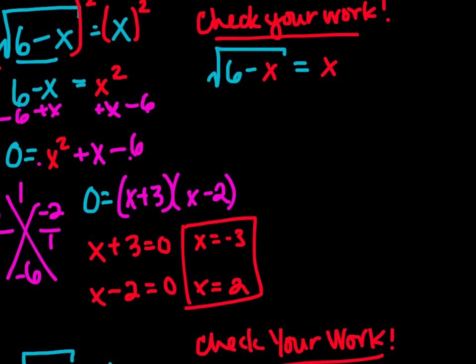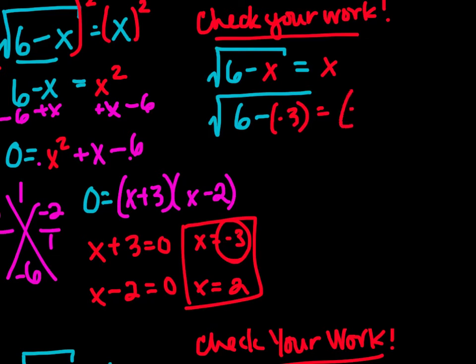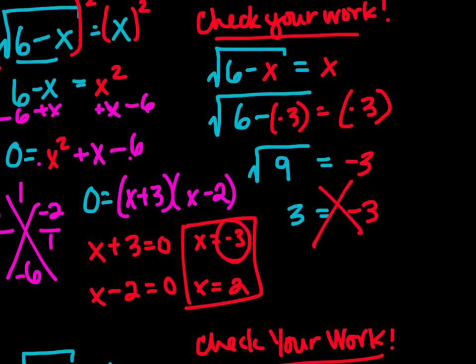We need to say the square root of 6 minus, let's do our first one, negative 3, is equal to negative 3. So 6 minus a negative 3, the square root of 6 minus a negative 3 equals the square root of 9, which is equal to negative 3. The square root of 9 is equal to 3, so 3 cannot equal negative 3. Doesn't work. So this negative 3 is not an answer.